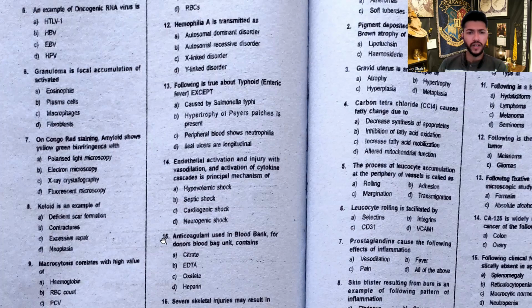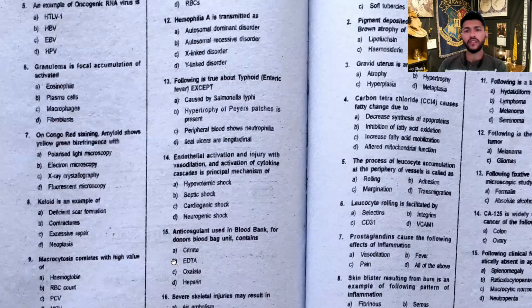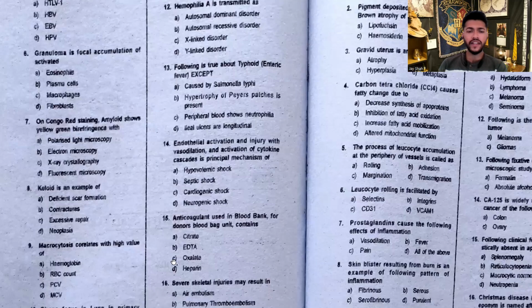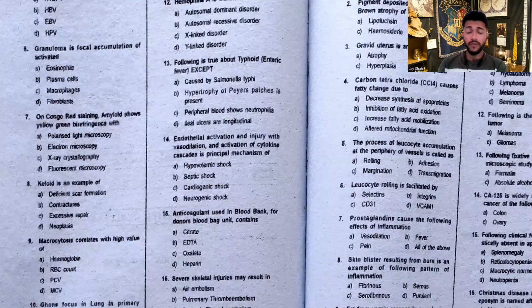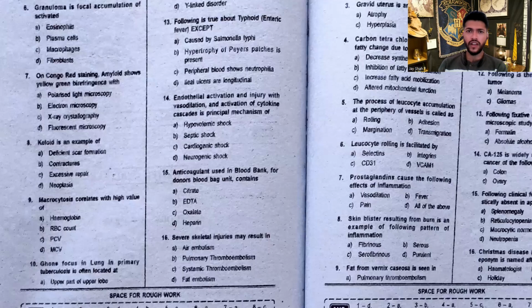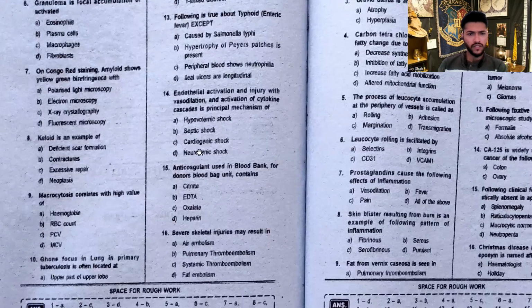Anticoagulant used in blood bank for blood donors unit is, the answer is oxalate. You use oxalate, adenine, and dextrose. Dextrose is sugar, adenine, and you'll use oxalate. Sorry, my bad. It is citrate. It is CAD. Yeah, citrate, adenine, and dextrose. So the answer is citrate.